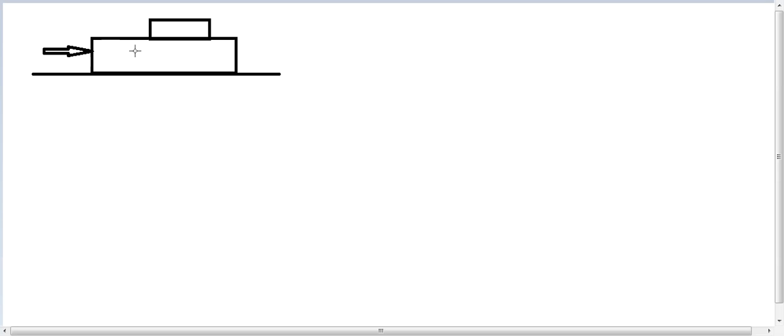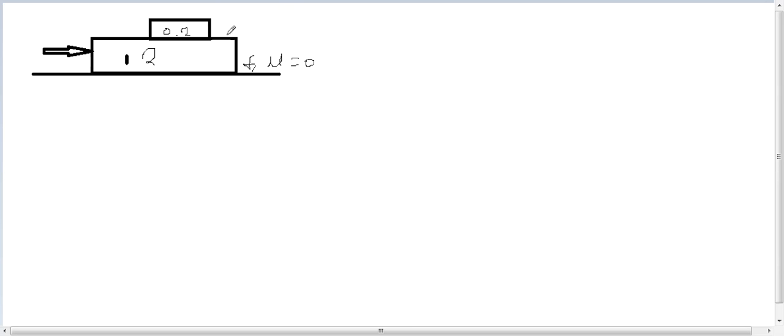So here this is a block of mass 2 kg. Let's suppose this is the mass. Okay, let me take the pencil. This is a block of mass 2 kg and this is 0.2 kg. Here mu is equal to 0. There is no friction between the ground and the book.